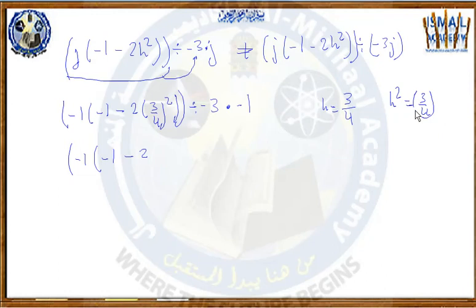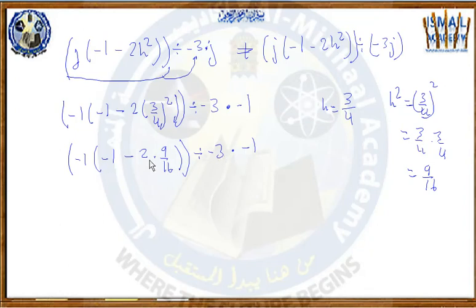3/4 squared. So what is 3/4 squared? Is 3/4 times 3/4, which is 9/16, yes? Yeah. So it's going to be 2 times 9/16 divided by minus 3 times minus 1. I don't touch those because they're not dependent, they are independent. So I cannot multiply them. I keep them as they are.